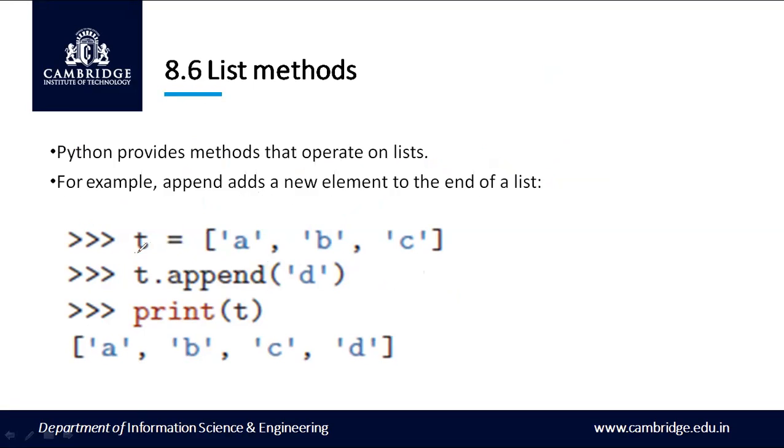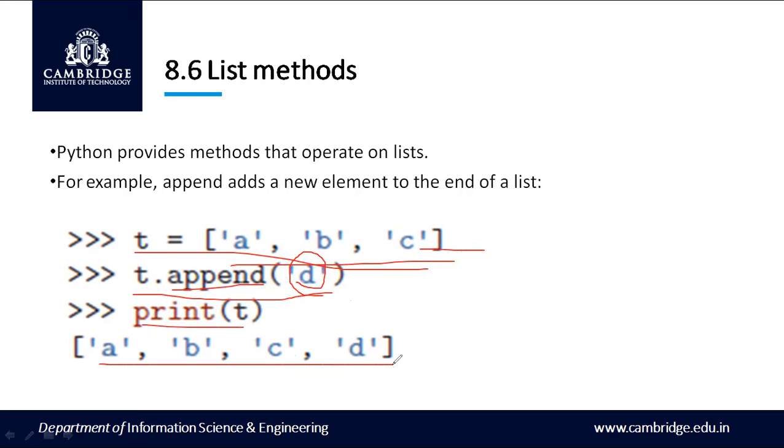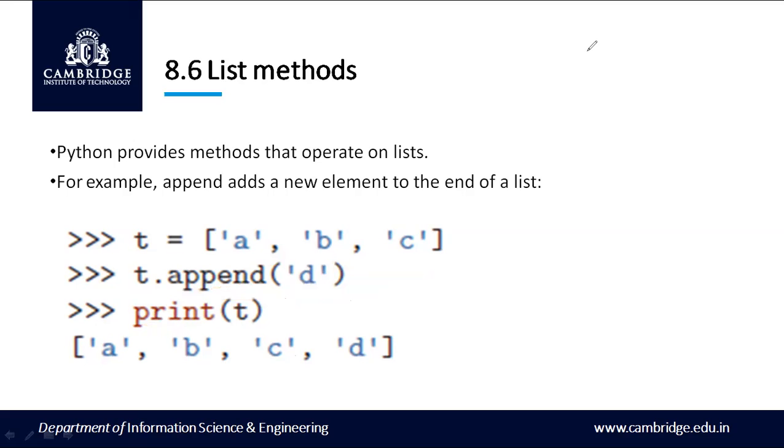So here we have an already existing list, that is T is equal to ABC. Now we are going to append a new item, that is D. What this append method does is it adds this new element, D, to the end of this particular list. So it adds D to A, B, and C. When we print that particular list after appending D, you can see the output here A, B, C, and D. So that is the concept of append.